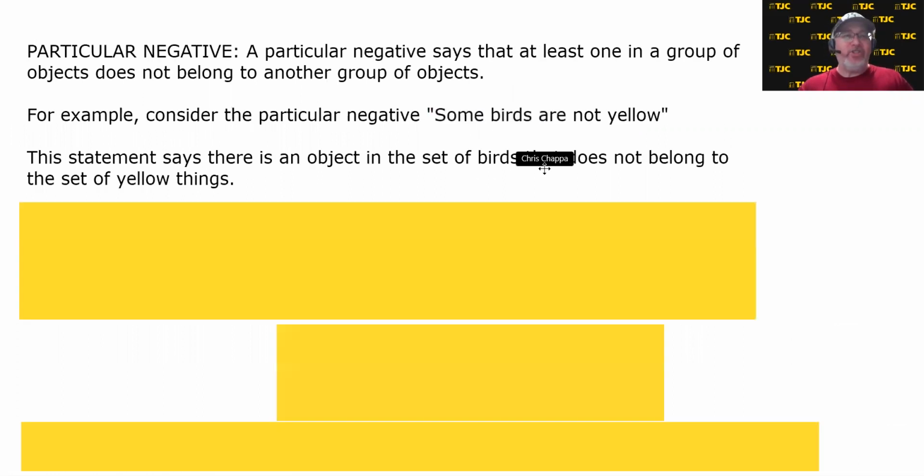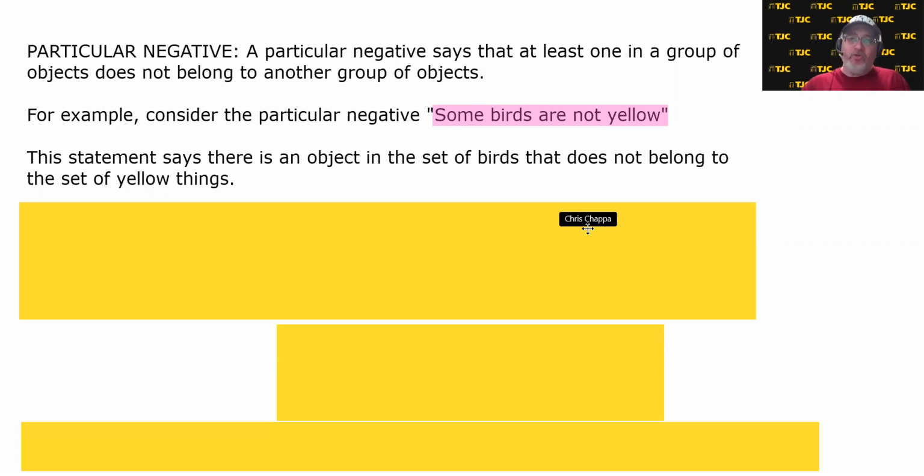And finally, the particular negative. A particular negative says that at least one in a group of objects does not belong to another group of objects. For example, consider the particular negative, some birds are not yellow. This statement says there is an object in the set of birds that does not belong to the set of yellow things. Now let's think about this from a Venn diagram perspective for a moment.